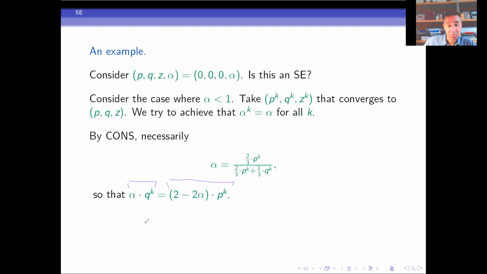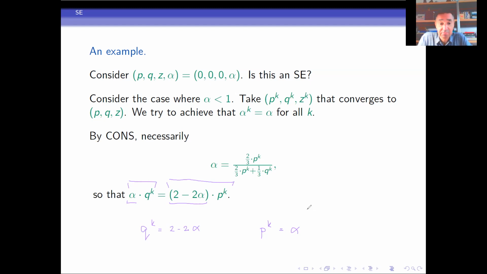And what is an easy way to achieve this? Well, one way to at least have this equality is by choosing qk equal to this and pk equal to that. So by these choices, at least we have this equality, right? That's very obvious.